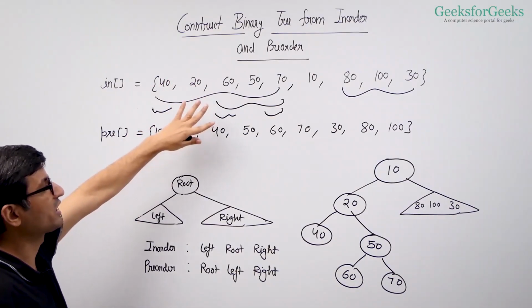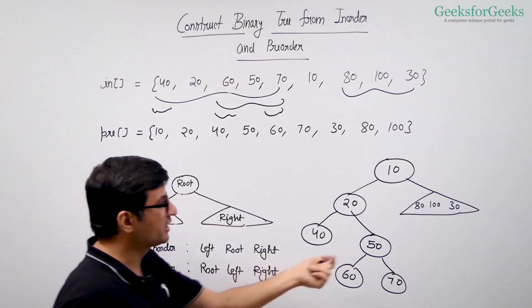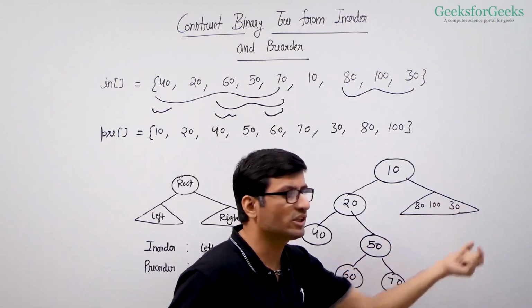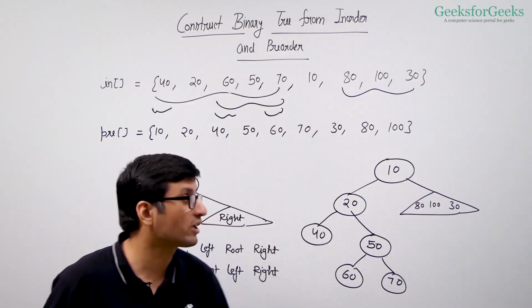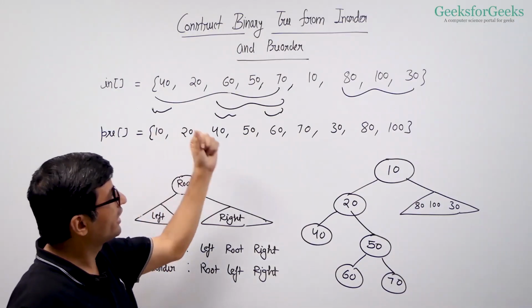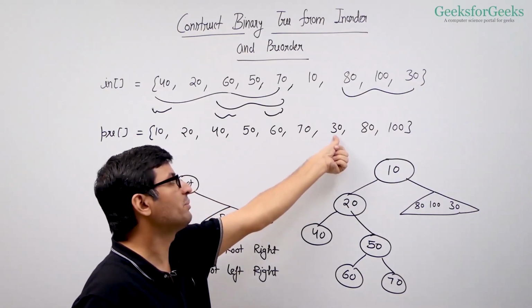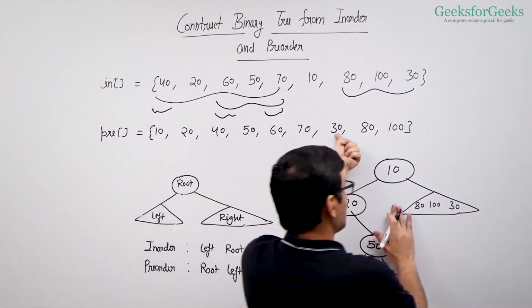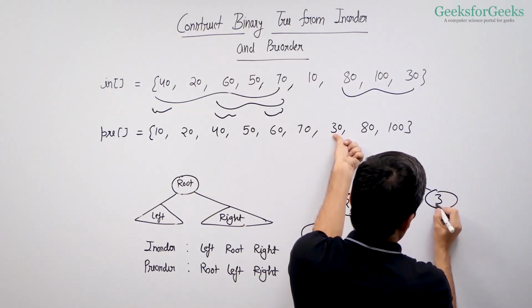Let us see how we construct the right subtree. For the right subtree, we have three keys, 80, 100 and 30. Out of these three keys, which key appears first in the preorder traversal? 80, 100 and 30. So 30 appears first in the preorder traversal. So we know 30 is the root. 30 is the root of this right subtree.